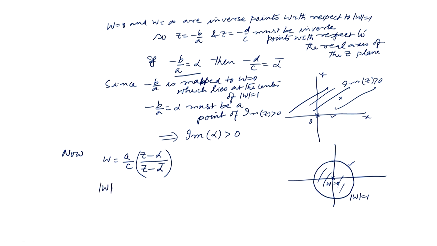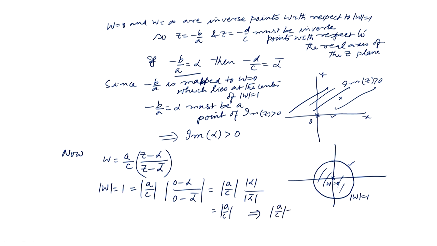So, mod of W equal to 1 equal to mod of A by C into mod of Z, you put Z = 0, so 0 minus alpha divided by 0 minus alpha conjugate. Okay. When Z is equal to 0, it should map to some point where mod of W is equal to 1. So, this is equal to mod of A by C into mod of alpha divided by mod of alpha conjugate. Okay. Now, mod of alpha is equal to mod of alpha conjugate. So, mod of alpha over mod of alpha conjugate is 1. So, we get mod of A by C. Okay. So, 1 is equal to mod of A by C.